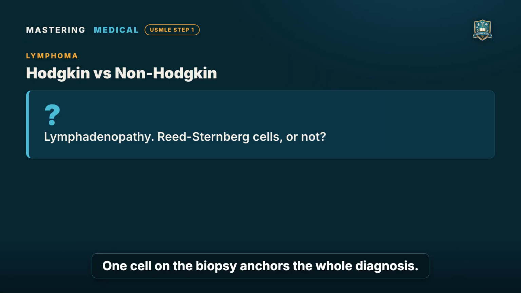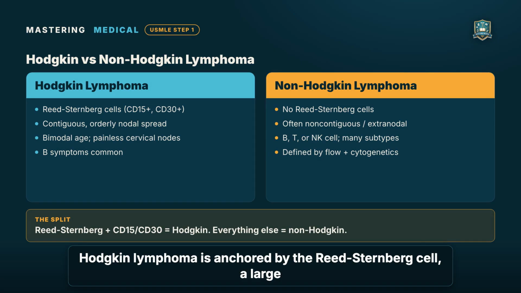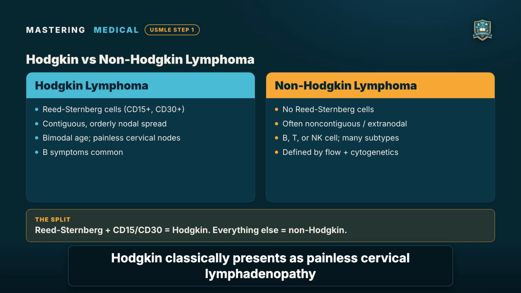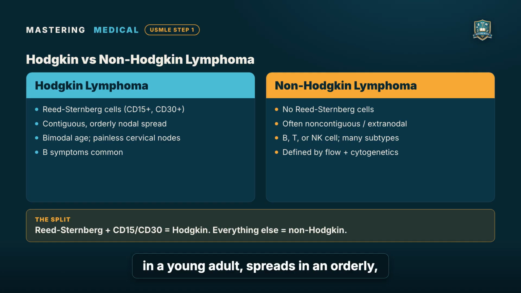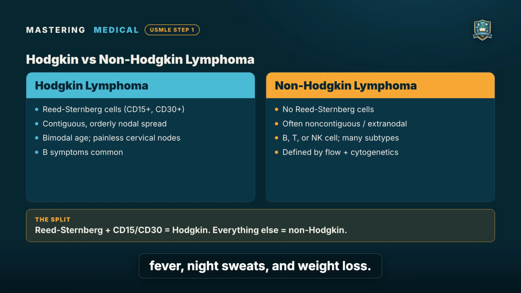One cell on the biopsy anchors the whole diagnosis. What is it? Hodgkin lymphoma is anchored by the Reed-Sternberg cell, a large binucleate cell that stains for CD15 and CD30. Hodgkin classically presents as painless cervical lymphadenopathy in a young adult, spreads in an orderly, contiguous way from one nodal group to the next, and often comes with B symptoms: fever, night sweats, and weight loss.